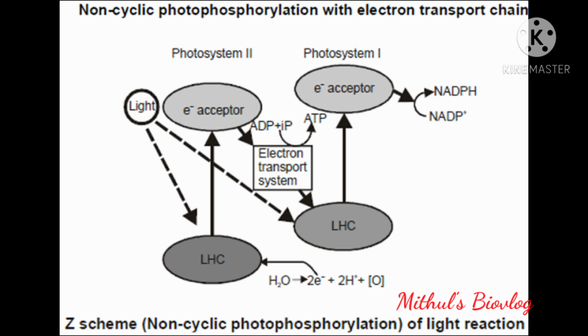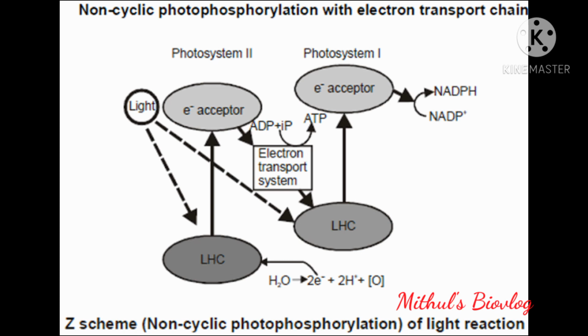Now this whole process is called non-cyclic photophosphorylation, in the sense that the electron which is transferring from photosystem 2 to 1 never returns back to photosystem 2 itself. That is why the whole process of light reaction is called non-cyclic photophosphorylation. Photophosphorylation means ATP production happens when the electrons are moving from one system to the other. That we will explain in another topic, like chemiosmotic theory.